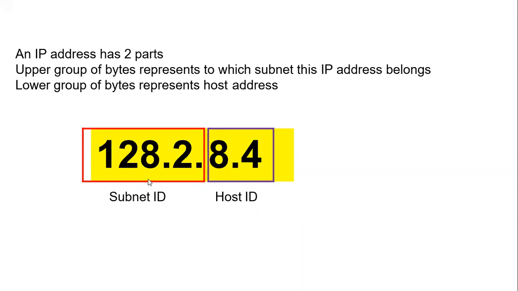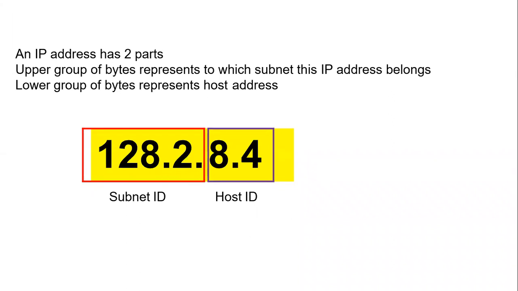Using classful addressing, you can divide it into 1 part, 2 parts and 3 parts. For class A, the first byte is the network ID. For class B, 2 bytes indicate the network ID. For class C, 3 bytes indicate the network ID. In this example, 2 bytes are used, so this is class B addressing.